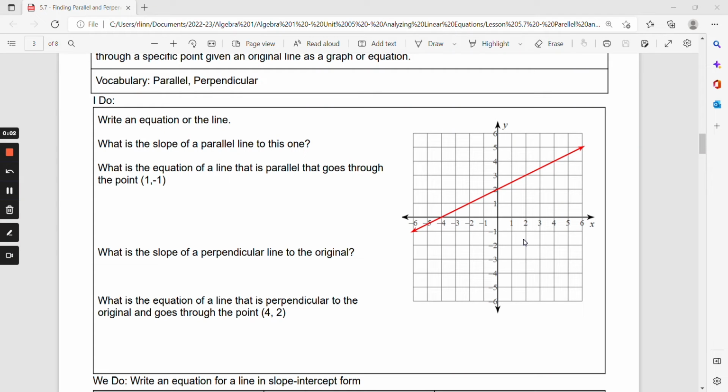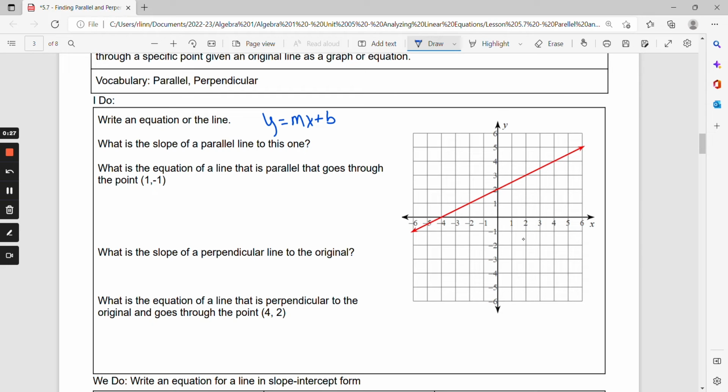All right, now our first problem on the notes here. We've got 5 different parts to this question. So the very first thing is to write an equation for the line. Now writing an equation for the line, we know we're going to use slope-intercept form, which is y equals mx plus b. And in place of that m, we need to put the slope.